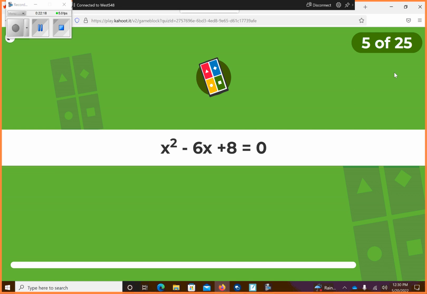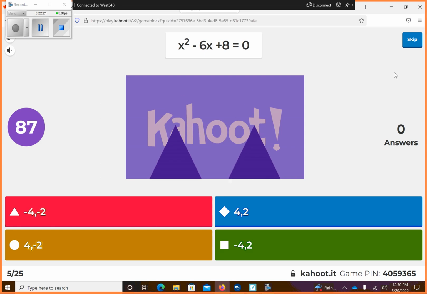All right, what two numbers multiply together to give me positive 8 and add together to give me negative 6? So they're both negative in the factors. So x minus 2, x minus 4. x minus 2 equals 0. Add 2 to both sides, so you get 2. x minus 4 equals 0. Add 4 to both sides to get 4. So 4 and 2, which is blue.